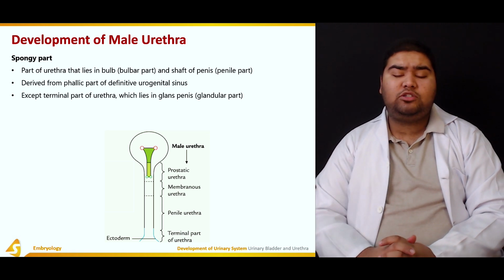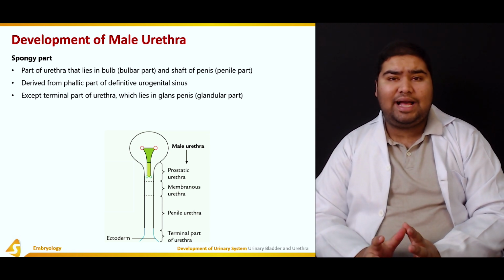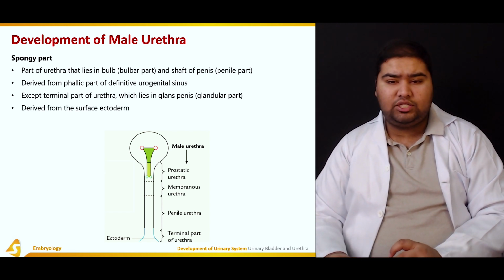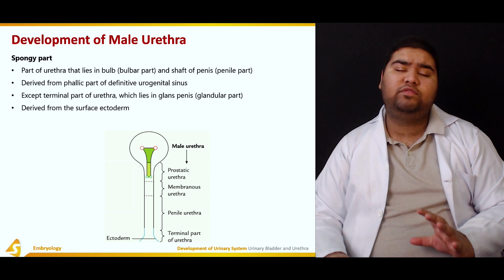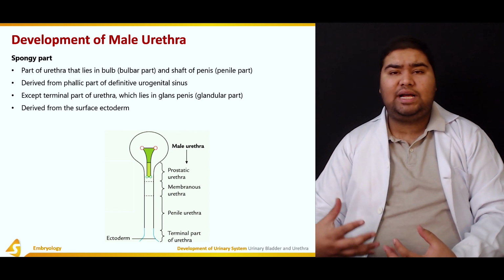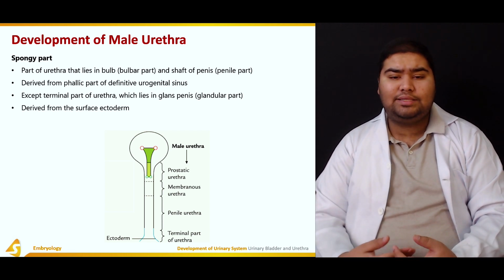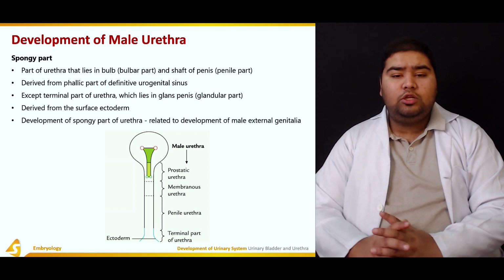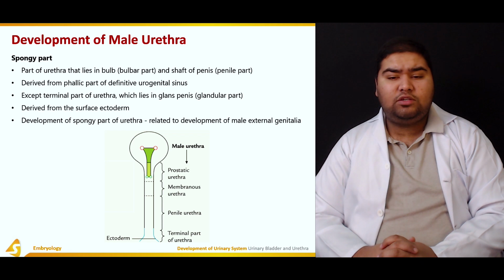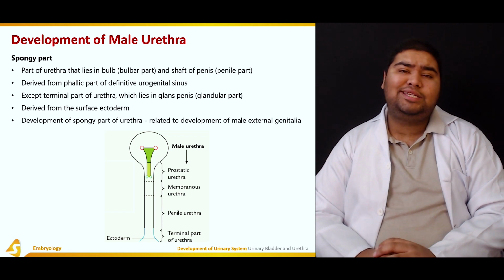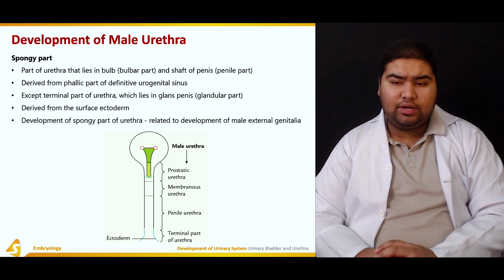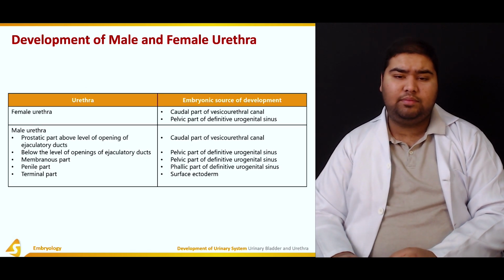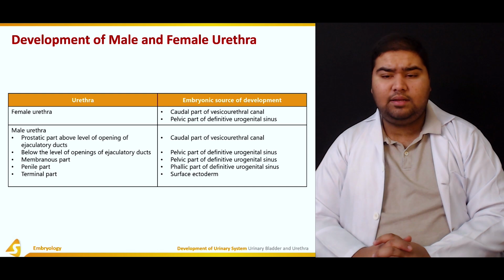Except the terminal part of the urethra, which lies in the glans penis, all of the urethra is endodermal in origin. The terminal part of the male urethra, which actually lies in the glans penis, is derived from the surface ectoderm. So the development of the spongy part of the urethra is closely related to the external genital organs of the male reproductive system. So this is a comparison.